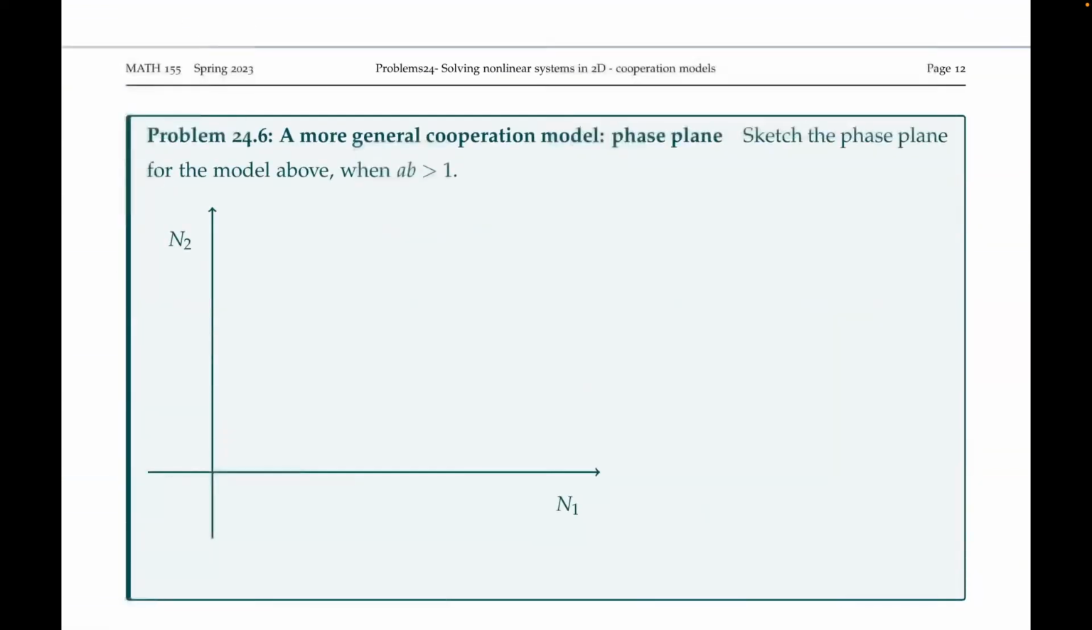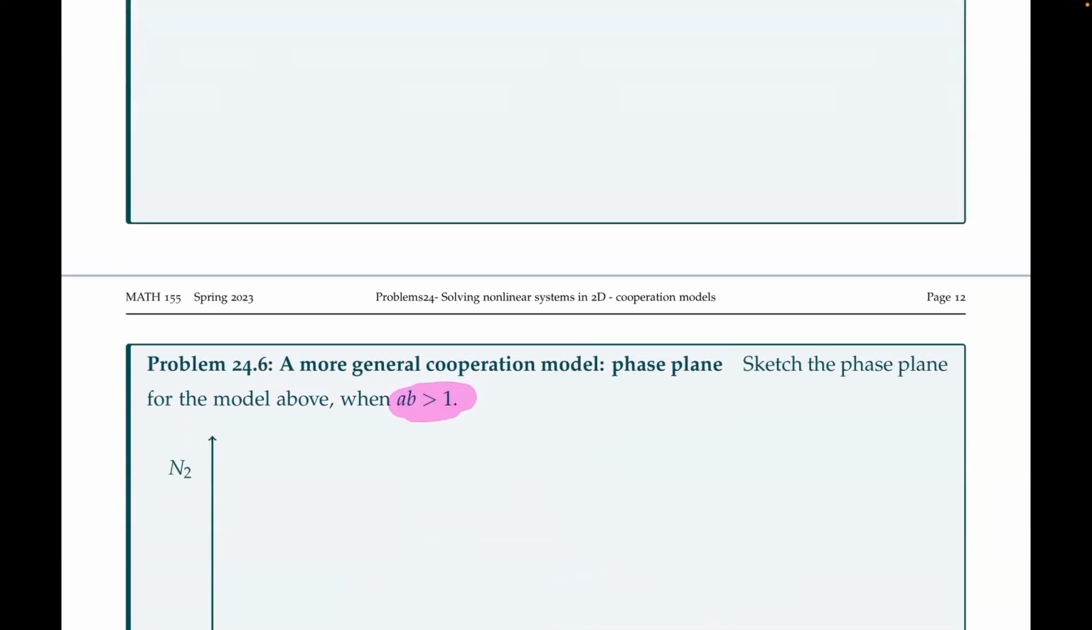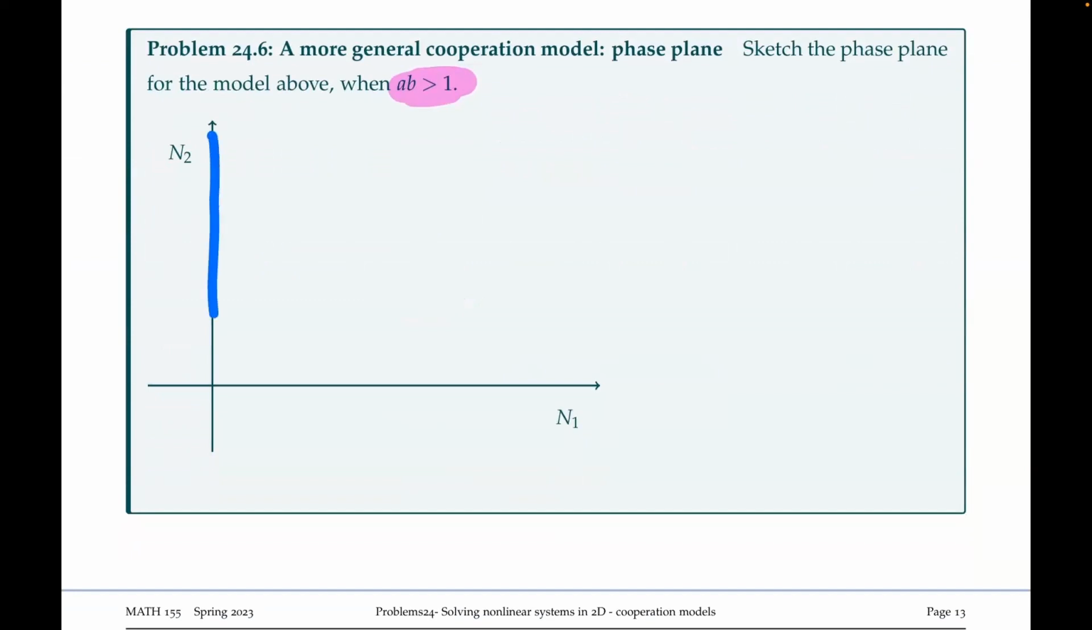Let's think about the other example here, if AB is greater than 1. So if AB is greater than 1, we have no coexistence equilibrium. So what does that mean? Well, let's draw on our null lines that we know about. We know that we're always going to have one here on my N2 axis, and have one here on my N1 axis that we had previously. We know that we don't have a coexistence equilibrium. So that means that the null lines can't intersect.